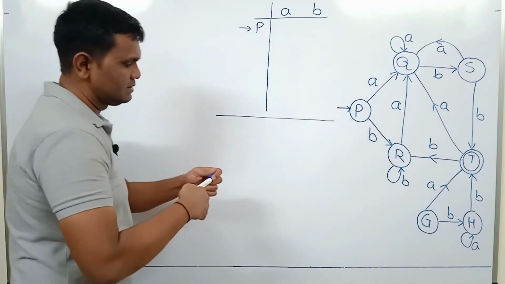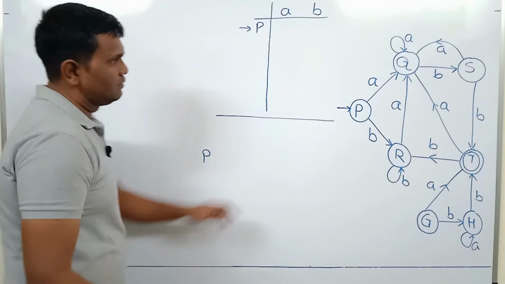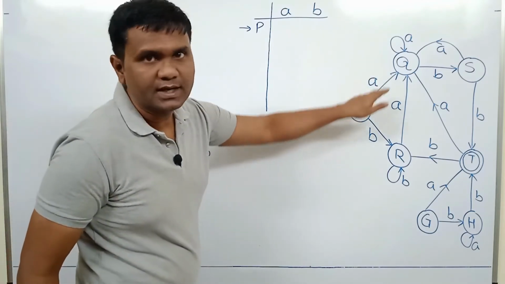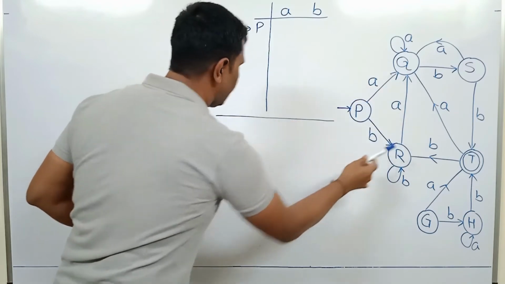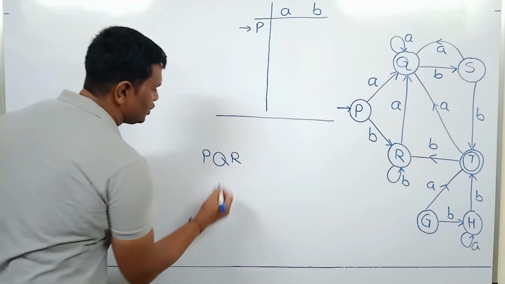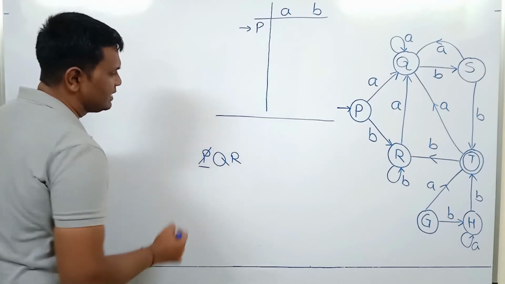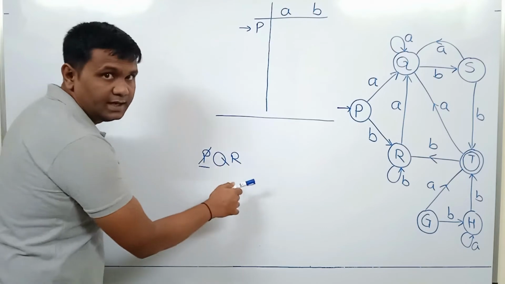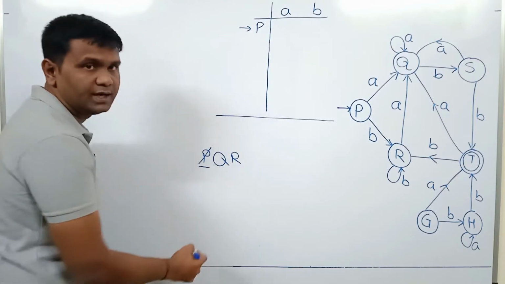Now in BFS, consider initial state P. For that state, consider outgoing transitions. So from P we can reach Q and R. We started with the initial state. Now we have considered this state, and we will add the entry if it is not previously considered. So Q and R are new entries.